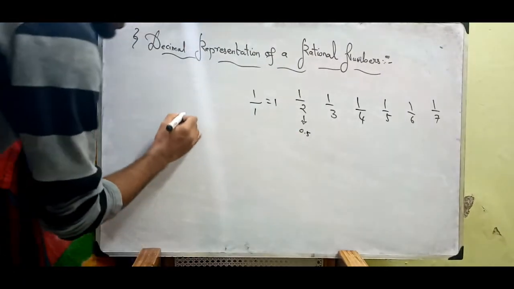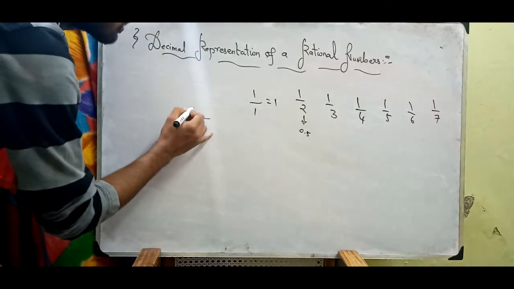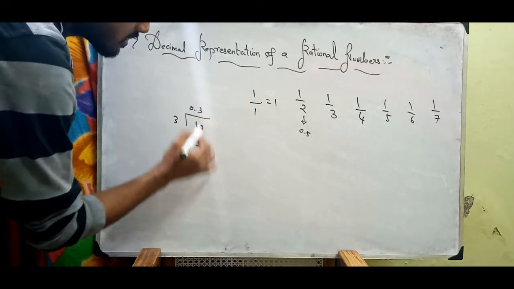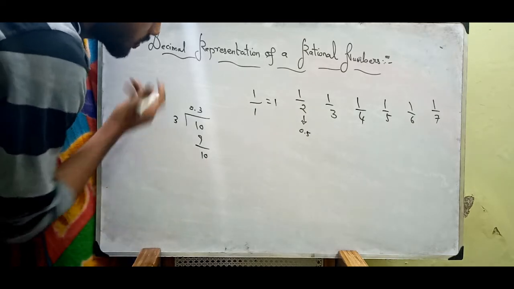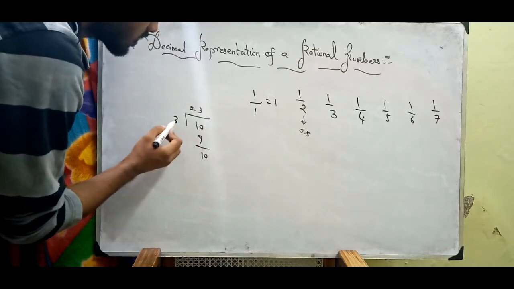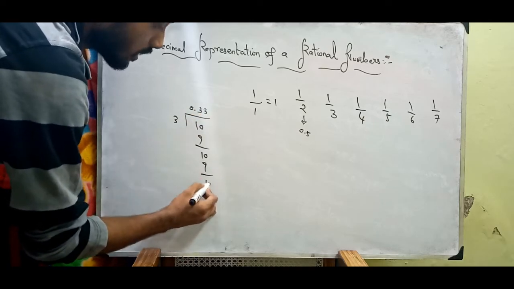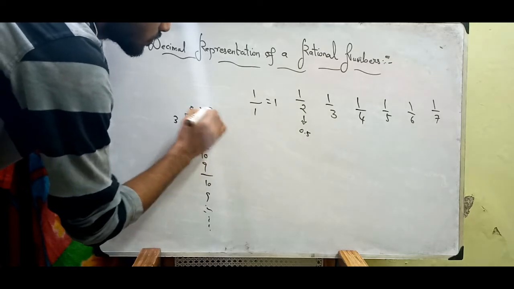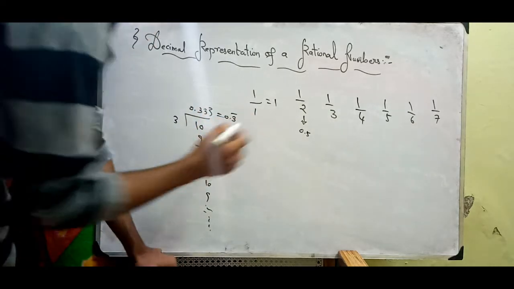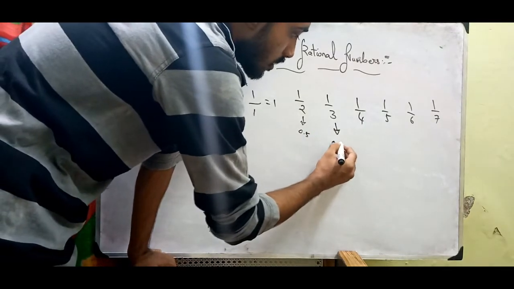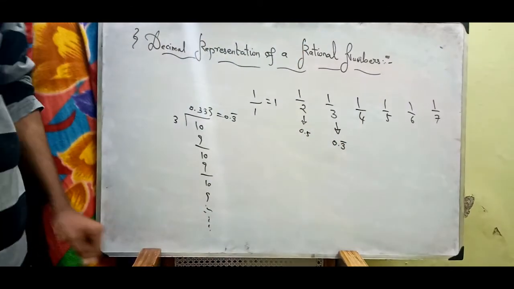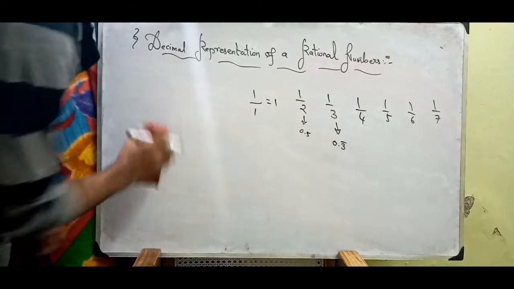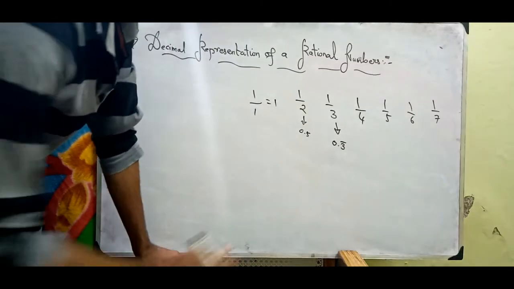So what is 1 upon 3 now? 3 times 3 is 9, remainder 1. Already there is a decimal, so I am giving a 0 here in the dividend. Again 3 times 3 is 9, it goes on. I don't know when it is going to end. So for this I am denoting it 0.3 bar. A bar on the upper side of the number indicates the period of decimals. Here we have only one period of decimals and that is 3.